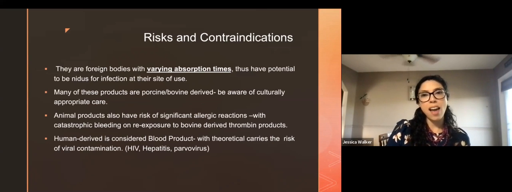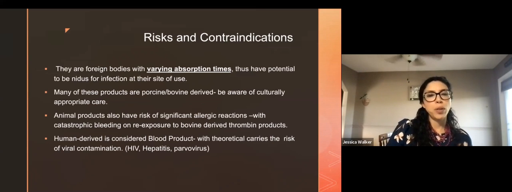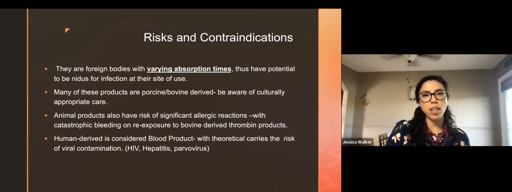Some of the risks and contraindications, I went ahead and put this at the front. I was going to do this at the end, but I feel like if we put it at the front, you would start keeping in mind some of the things that I'm pointing out in the slides to follow. And these are certainly discussions that we need to have with our patients as well when we consent them. So, again, these are foreign bodies, and as you will learn, they will have varying absorption times.